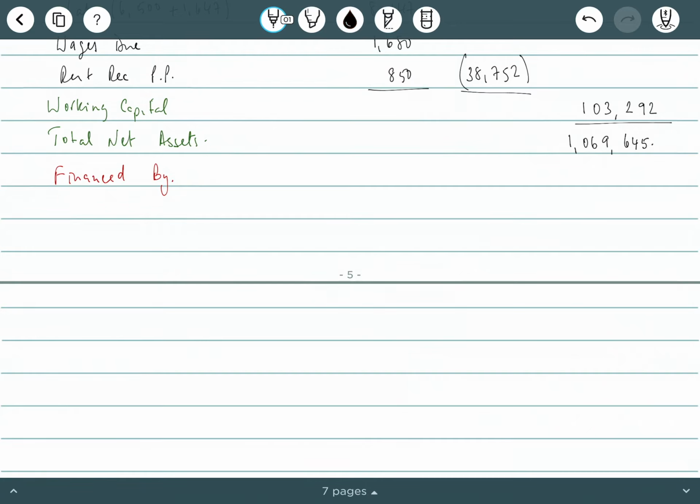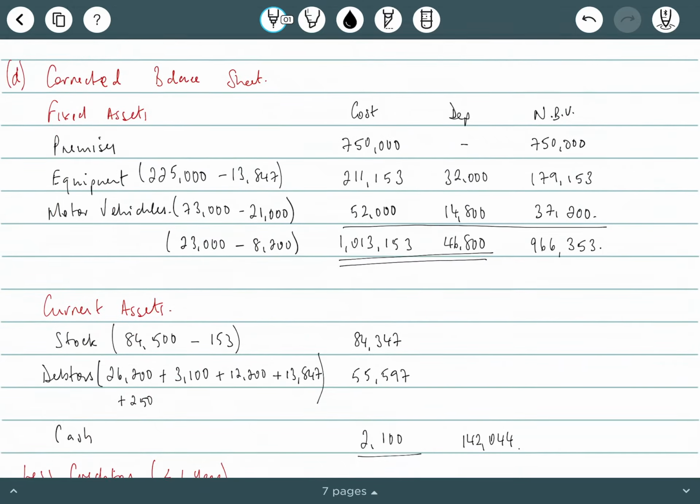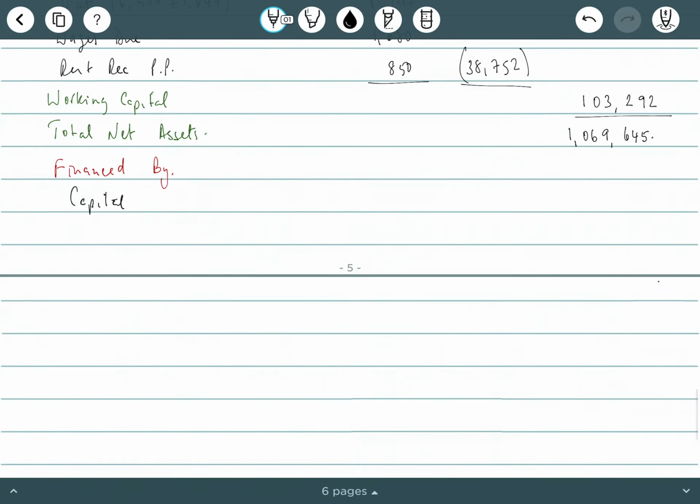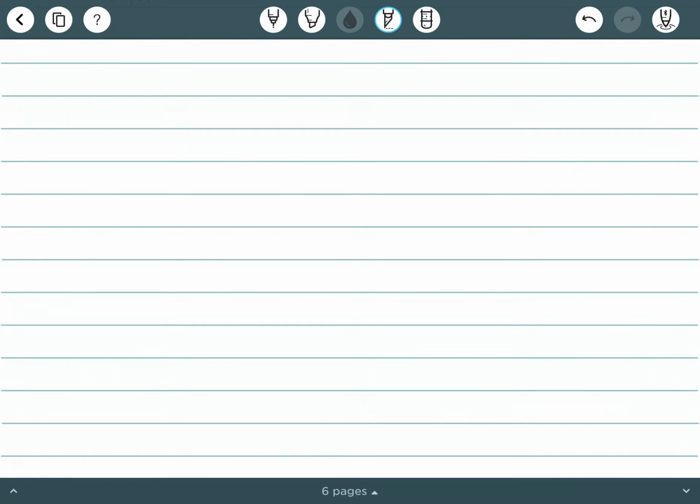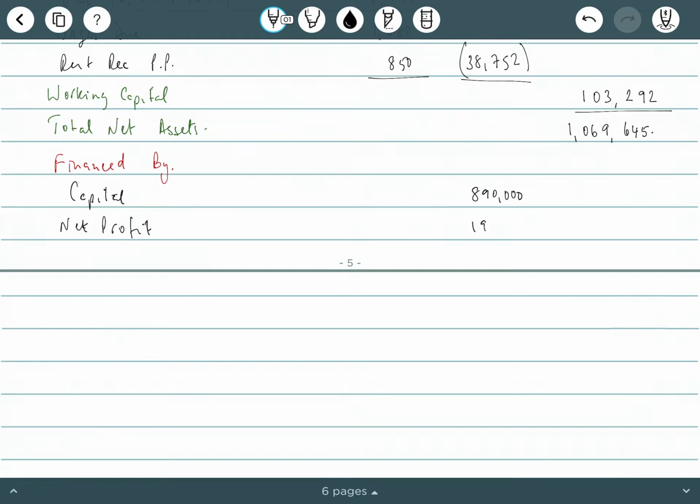Moving on to finance now. We will open up the first one there, which is capital. It wasn't affected. Oops, sorry. Come back to me. 890,000. Net profit. We take the new net profit, lads, don't forget. I'll go back up and show it to you. There it is there, look. 198,645. All right. We can add those together and then take away our drawings.